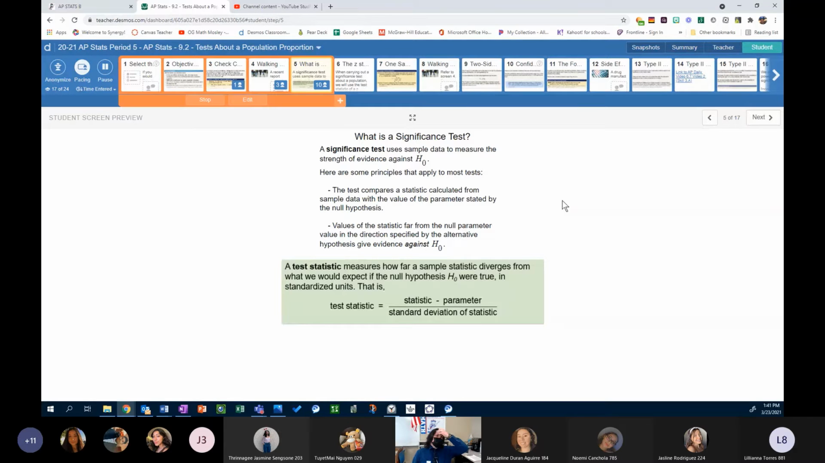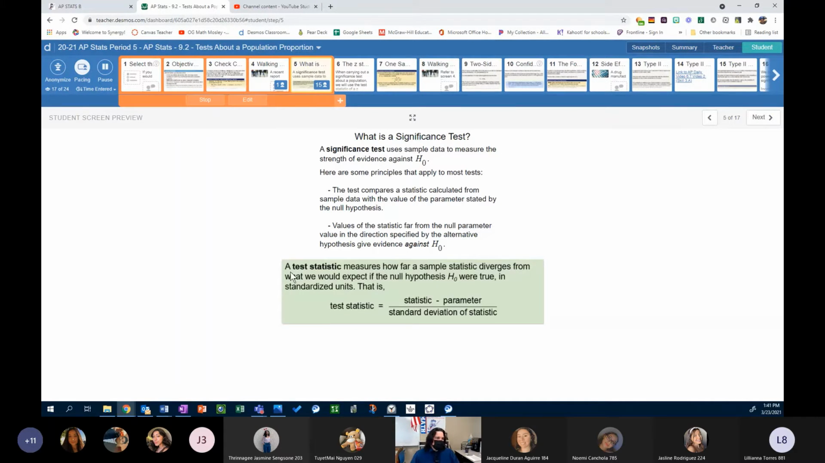Here are some principles that apply to most tests. The test compares a statistic calculated from sample data with the value of the parameter stated by the null hypothesis. Values of the statistic far from the null parameter value in the direction specified by the alternative hypothesis give evidence against the null hypothesis. Right? So if our alternative was that the proportion is actually greater than the null hypothesis, if we find values that are less than the null hypothesis, that's not evidence against because it's not in the direction specified by the alternative.